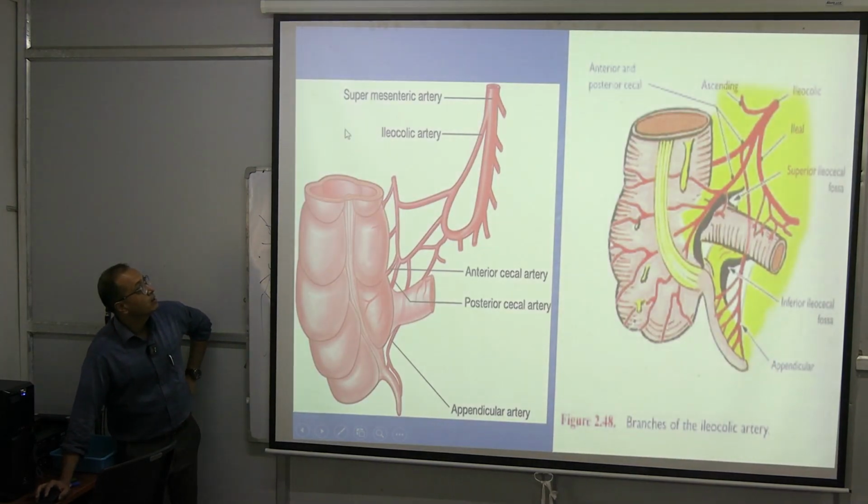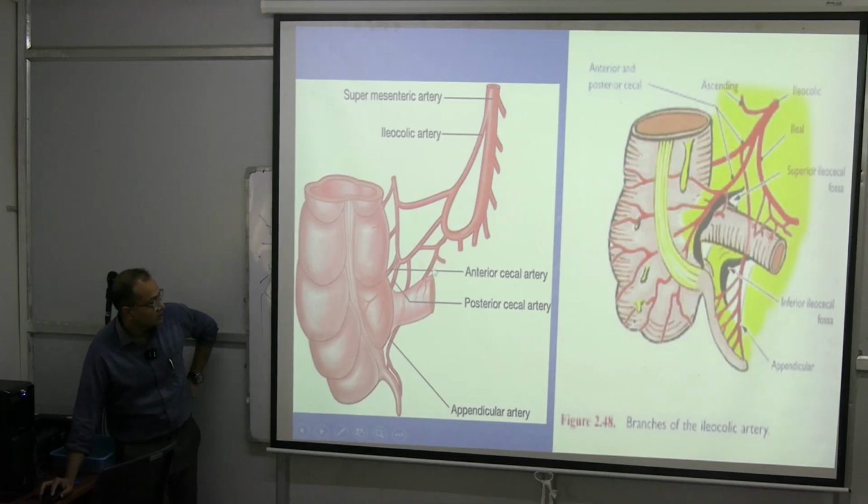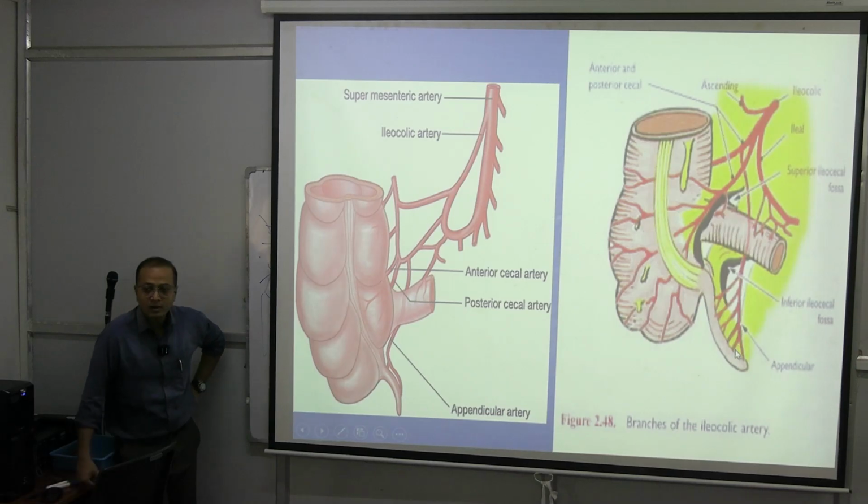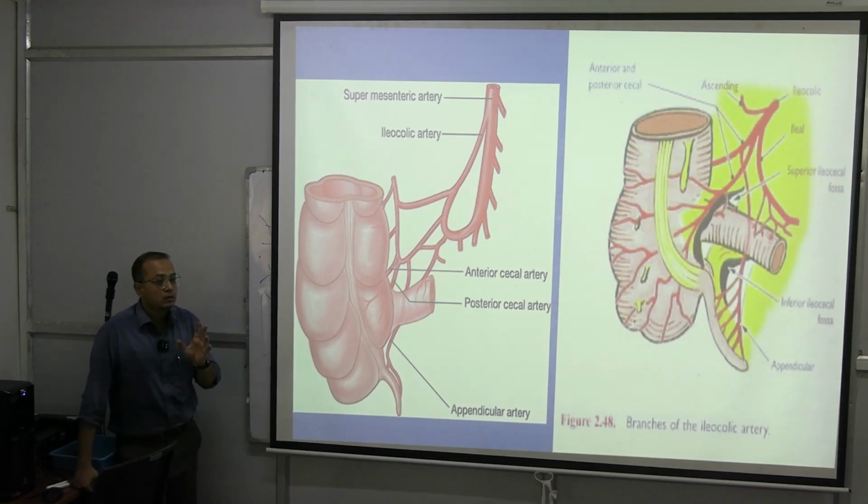Now this is what we are talking about. This artery, the ileocolic artery, splits into cecal branches, the anterior and posterior cecal branches. The posterior cecal artery gives a branch, the appendicular artery, which goes to supply the appendix. What kind of artery is it? End artery. Remember this word, they want to hear this. It is known as an end artery.